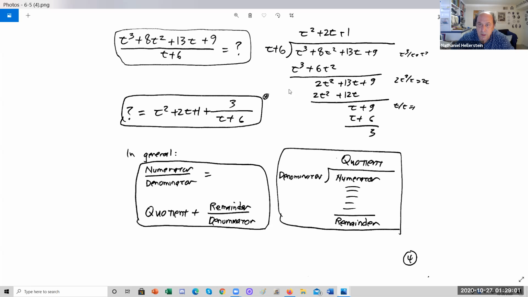2t times t plus 6 is 2t squared plus 2t times 6 is 12, 12t. Subtract, the t squareds cancel. 13t minus 12t is a t. So you have a t plus 9 now. Leading terms are t and t. Their ratio is 1 into the quotient. 1 times t plus 6 is t plus 6. Subtract with a remainder of 3. So the ratio equals the quotient plus the remainder over the denominator. T squared plus 2t plus 1 plus 3 over t plus 6.